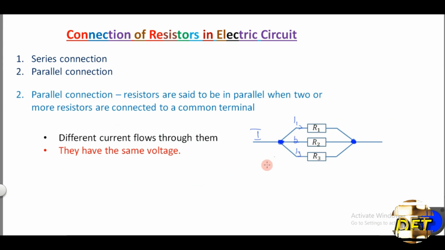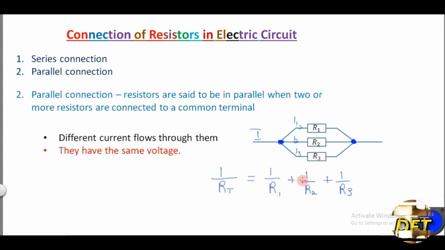So the total resistance here will be 1 over RT, which is the total resistance, equal to 1 over R1 plus 1 over R2 plus 1 over R3. This is how to calculate the total resistance of resistors that are connected in parallel.